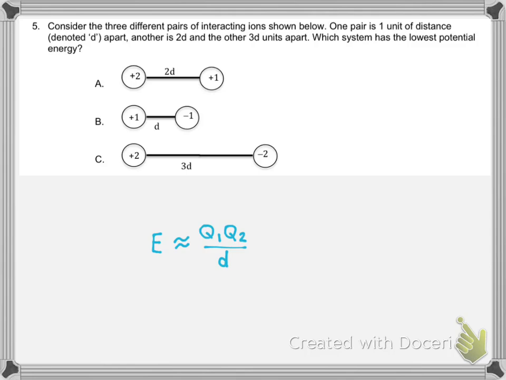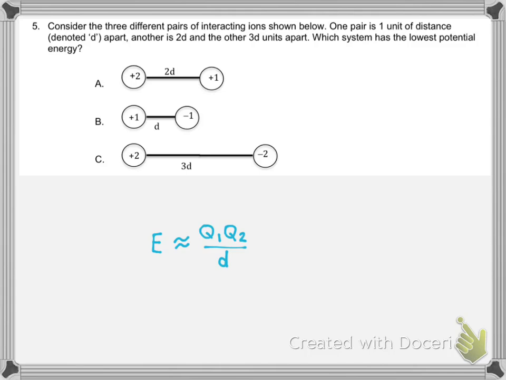In question 5, they want us to figure out which system has the lowest potential energy. And so we know that when we have charged particles, we can use Coulomb's law to rate the electrostatic potential energy. So I have Coulomb's law written here, where we have the charge of the particles multiplied together, divided by the distance.